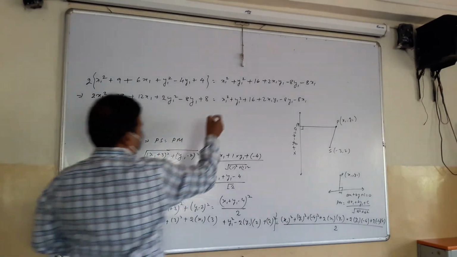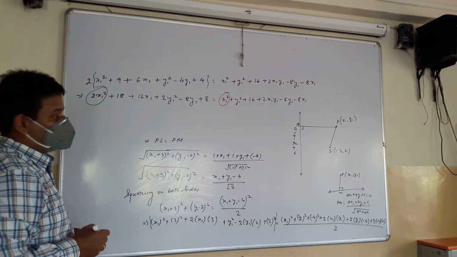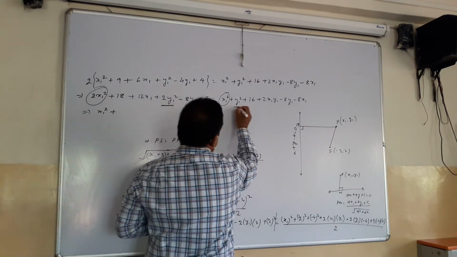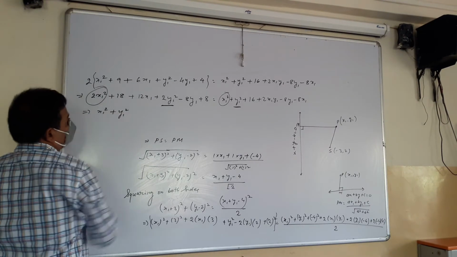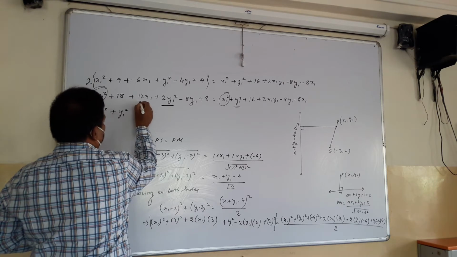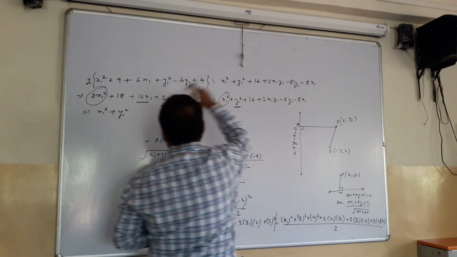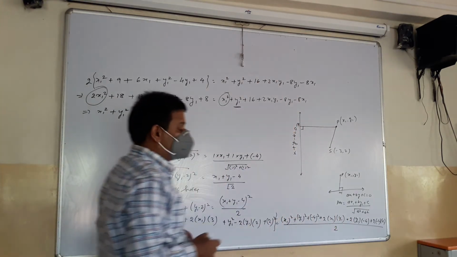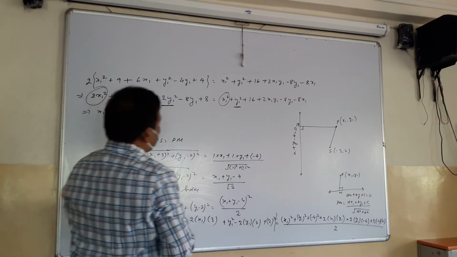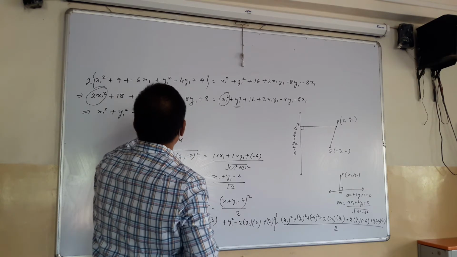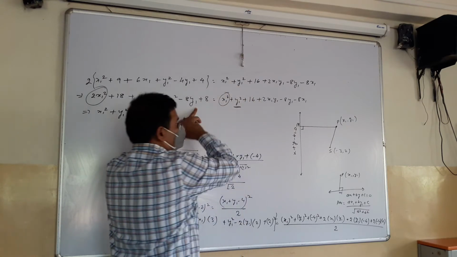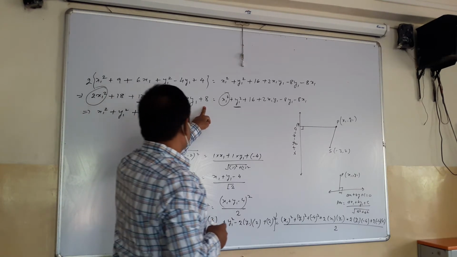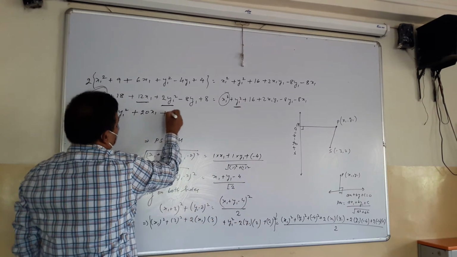When you transfer, 2x1 square becomes x1 square, and 2y1 square becomes y1 square. Here 12x1 and here minus 8x1, bringing this side, 12x1 plus 8x1 is 20x1. Then minus 8y1 and minus 4y1 together give 4y1. And 18 plus 8 is 26, and bringing 16 to this side gives 10, equal to 0.